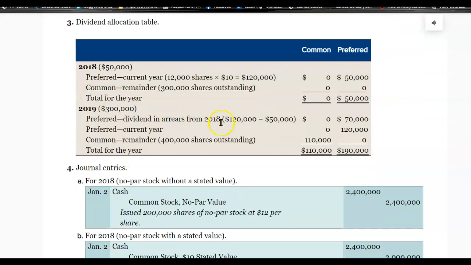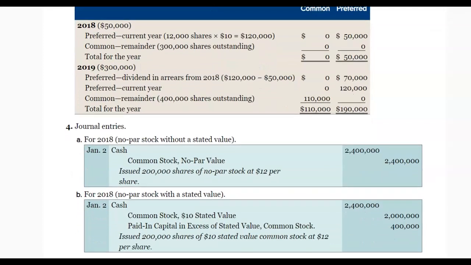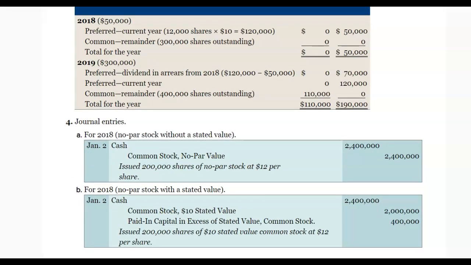So we're going to take a look. I have to adjust my screen a little bit. All right, so there we go. So for 2018, no par stock without a stated value. We debit cash for the $2.4 million, and everything goes into common stock, no par value. So we do not have an additional paid-in account because there is no par value on the stock. So all of it goes into the common stock account.